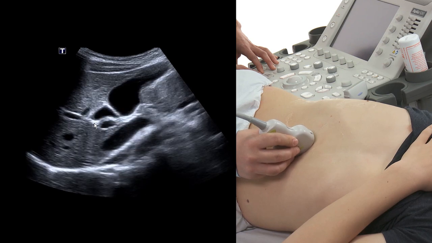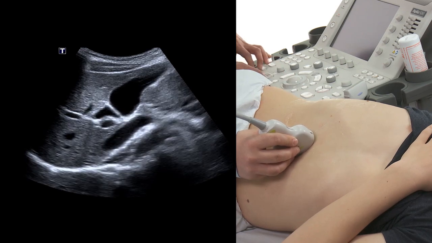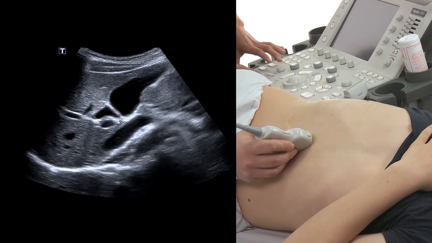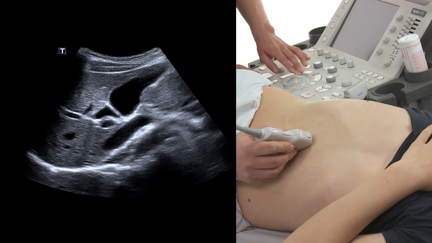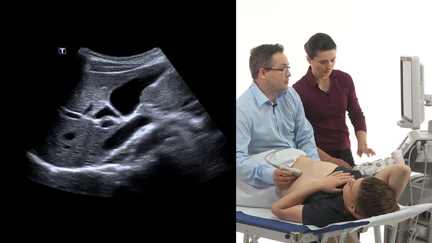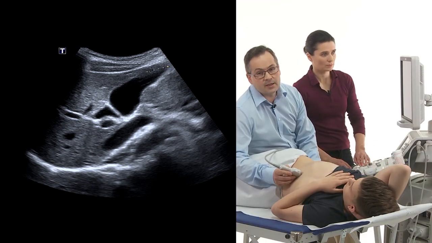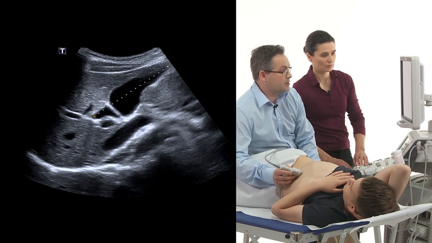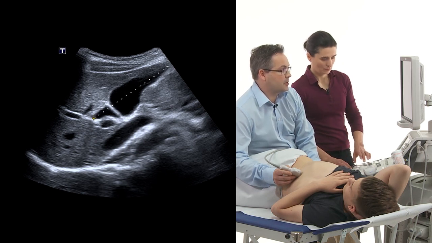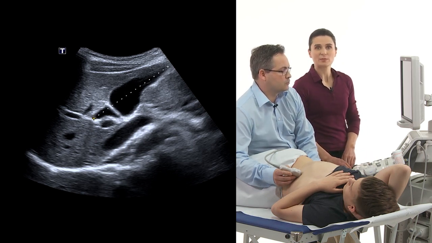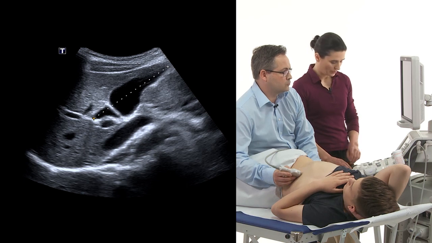So. Very nice. Freeze it, please. So now we can take our measurements. What is the normal range? The longest diameter for the gallbladder is 8 to 10 centimeters in longitudinal diameter. We got 7.3 centimeters here, which is totally normal.